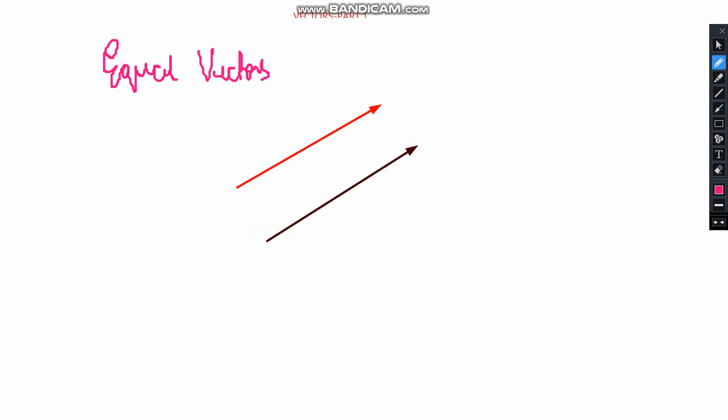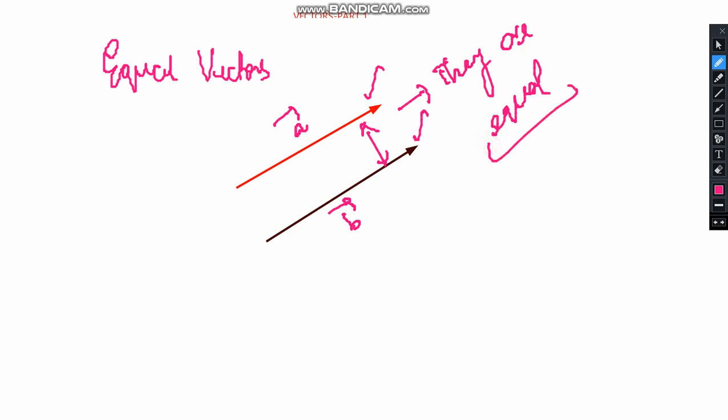So here this is A vector, this is B vector. These two vectors, let's try to match them and see if they are right. Yes, they are equal. So these are equal vectors.